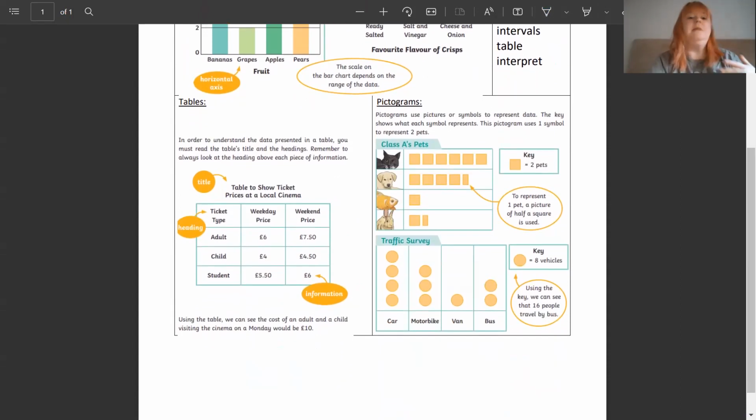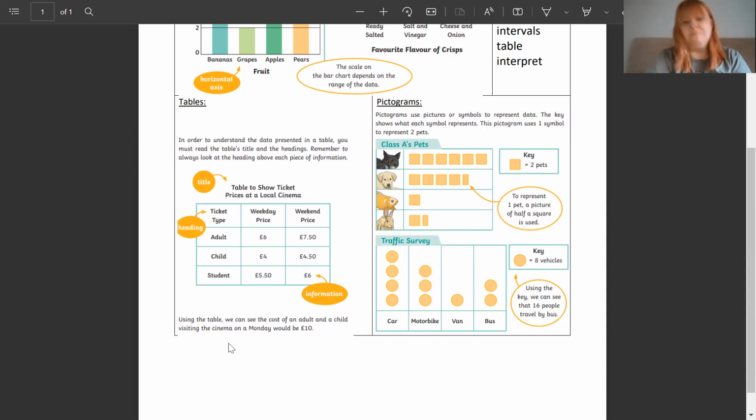We also have tables. In order to understand the data that's presented in a table, you need to read both the table's title and its headings. Remember to always look at the heading above each bit of information, because if we ignore these, the values in the table would not make sense. Here we have the title of the table, which shows ticket prices at a local cinema. We've got the heading of ticket type, with adults, children, and students. Then we have weekday prices and weekend prices. You can see each of them vary.